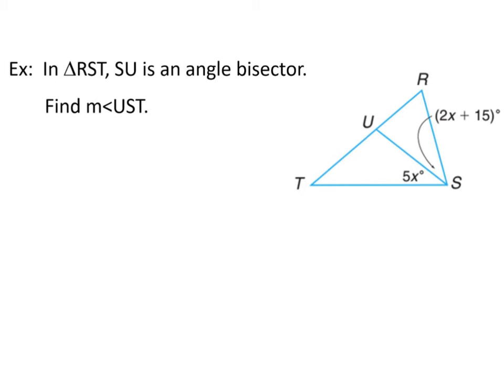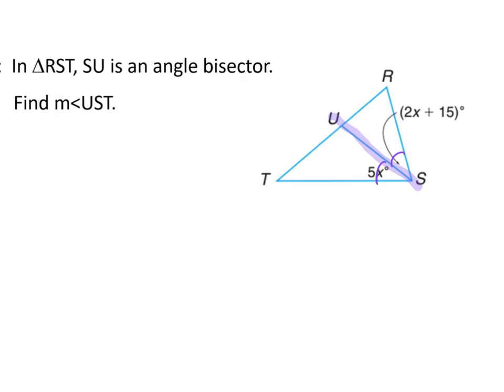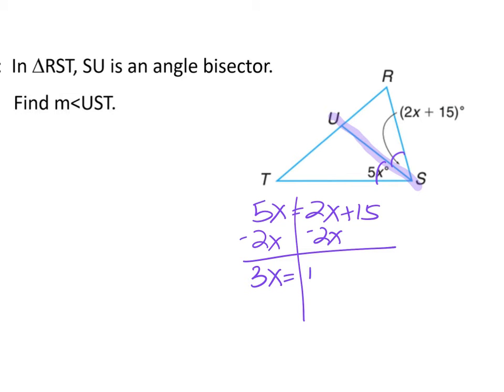Same idea, except now we have some expressions to use. So again, it's saying SU is an angle bisector, which makes this part congruent to this part. Anytime we know two things are congruent, we set them equal to each other. So I have 5x equals 2x plus 15. Solve for x. So bring your 2x over. Divide by 3. And x equals 5. Again, not our final answer.